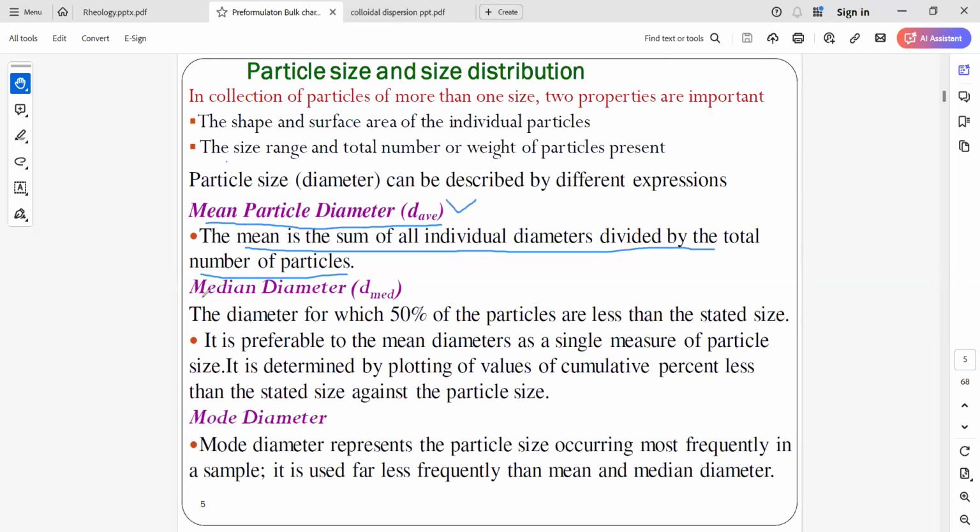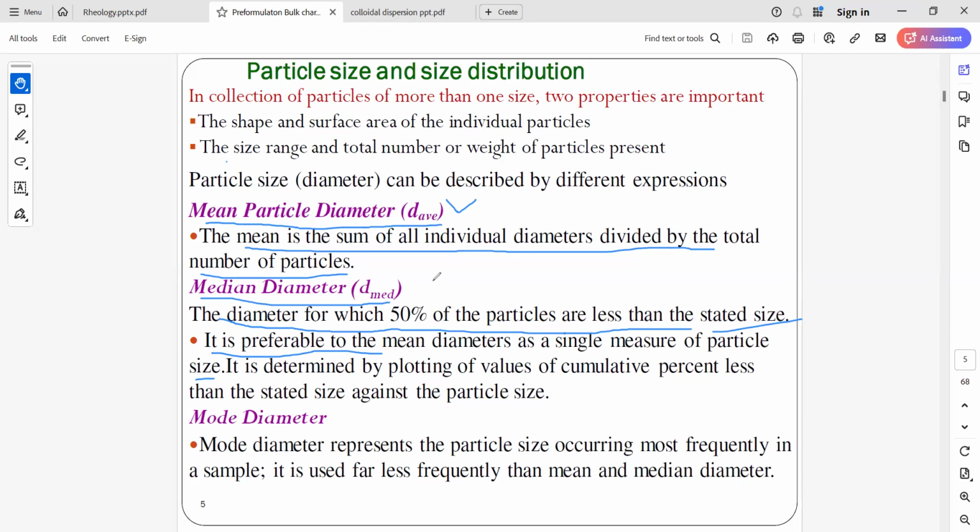Okay, then we have the median diameter. It is very similar to mean, median, mode, but they have just attached the diameter term because we are talking about the diameter, right? So the diameter for which 50% of the particles are less than the stated size. It is preferable to mean diameter as a single measurement of particle size. So simply a median, right? 50% of the particles are less than a stated size.